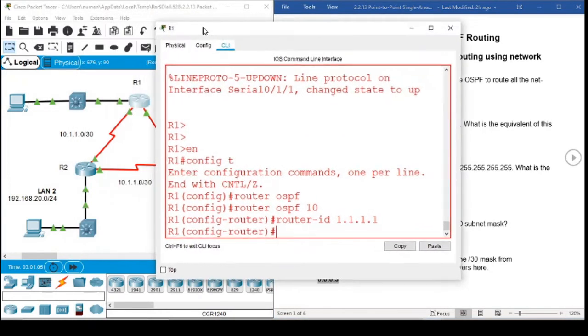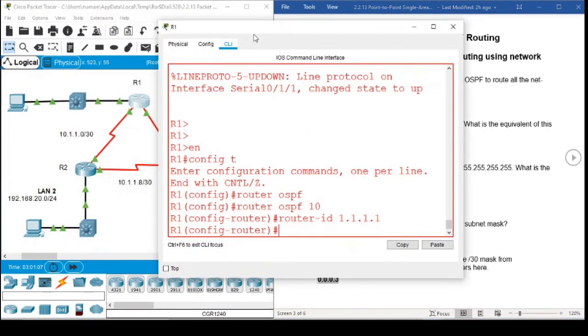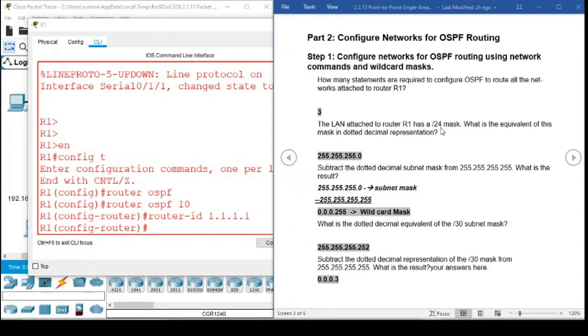For router 1, we have here a /24 subnet mask. Whenever you have /24, it means 255.255.255.0. Now if you want to calculate the wildcard mask, as we already discussed in the theory part, you have to subtract the subnet mask from 255.255.255.255, and you will get the wildcard mask. So in my case, the wildcard mask should be 255 minus 255, which is 0, 255 minus 255, 0, 255 minus 255, 0, and 255 minus 0, which is 255. So this is the wildcard mask.